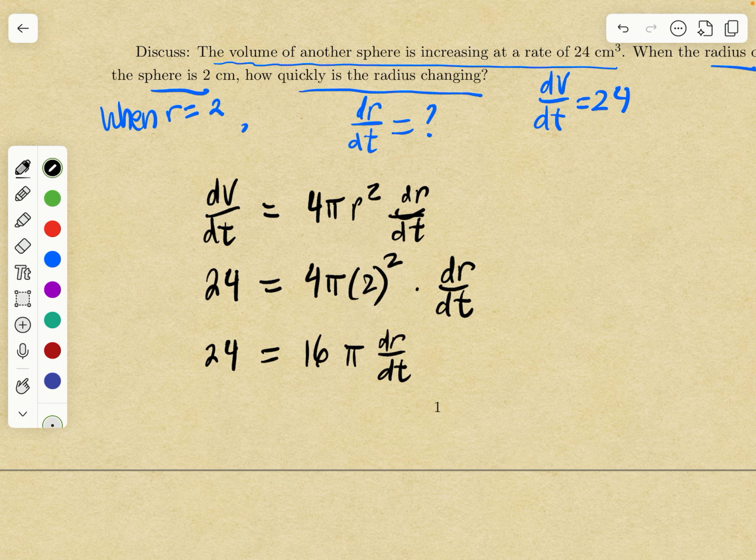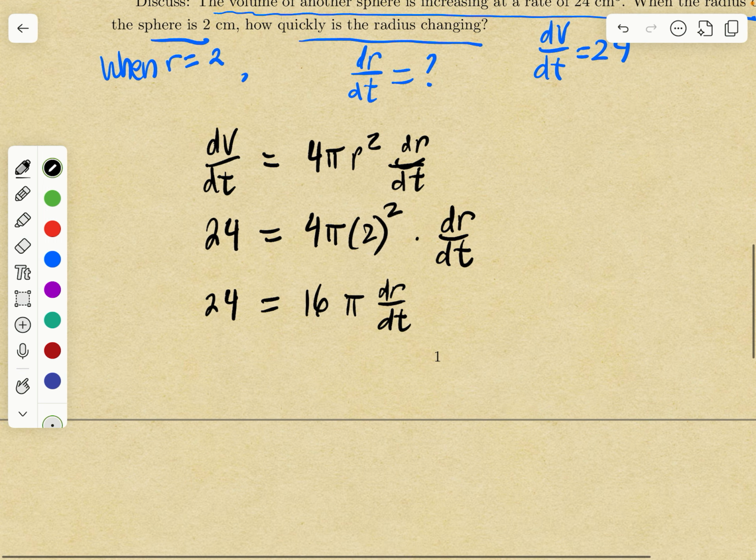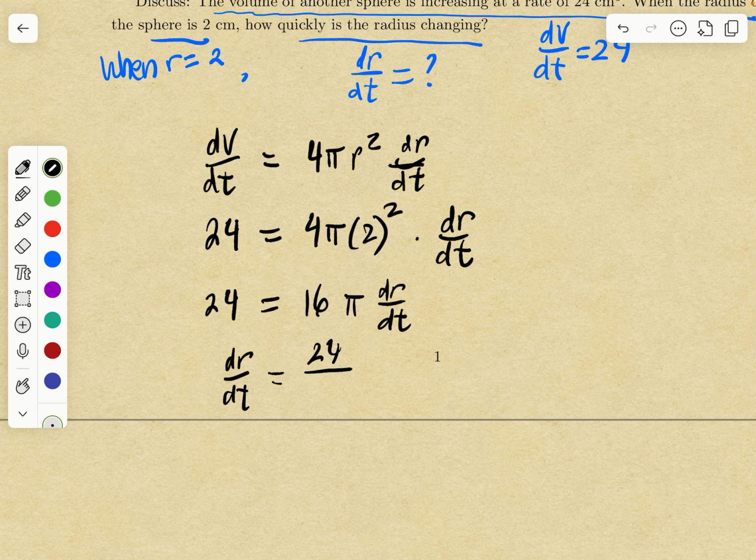dr dt. And now you divide both sides by 16 pi, so dr dt is 24 over 16 pi. And then we can just simplify that. Let's just divide both sides by 8. So it's 3 over 2 pi.